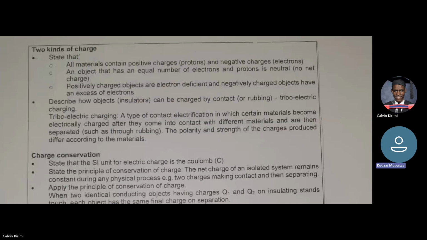Yes. Positively charged objects are electron deficient, and negatively charged objects have an excess of electrons. Negative means it has gained. Positive means it has what? Lost. That is why, from the chemistry part or the periodic table, when they are bonding, a charge like aluminium 3+ means whenever it reacts or bonds, it will lose 3 electrons. So deficient means it has lost.